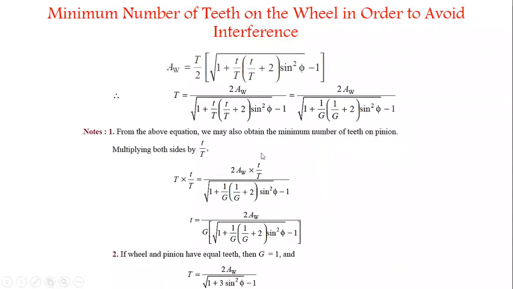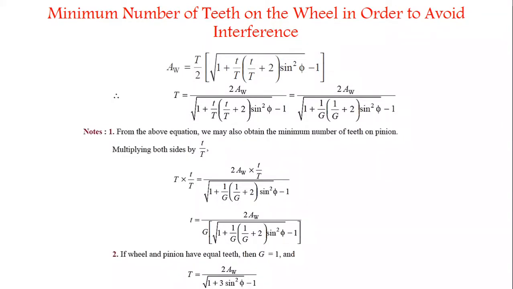Here small t by capital T is nothing but 1 by G, so this 1 by G is coming to the denominator. Now we get small t equal to 2AW divided by (G into the square root of 1 plus 1 divided by G into (1 by G plus 2 sin squared phi)) minus 1.